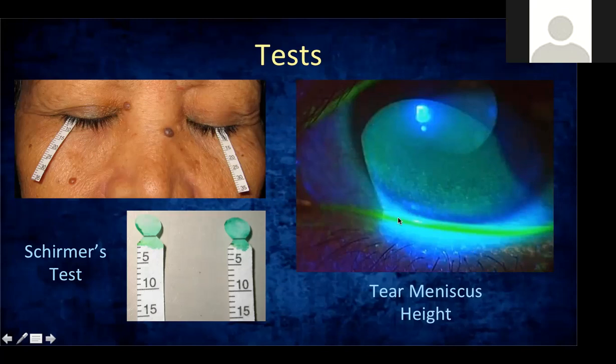We also can measure tear meniscus height. It's that pool of tears that you see, and typically, siguro, mga 2 millimeters. Usually normal.